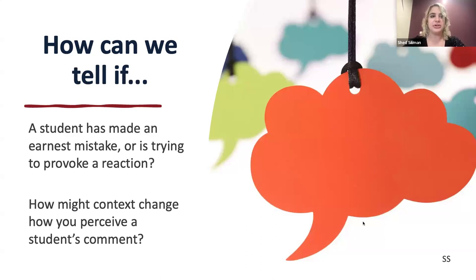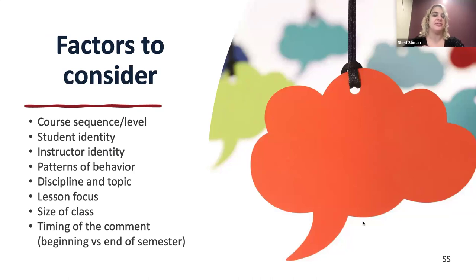So I'll move us to our next slide and let's look at some of these other factors. We have things like the course sequence or level, right? How deep are students in the major or the program? Or are they new to the discipline? Student identity, instructor identity, and the role that our identity plays in how we perceive student comments. Patterns of behavior, as we mentioned, the discipline and the topic.